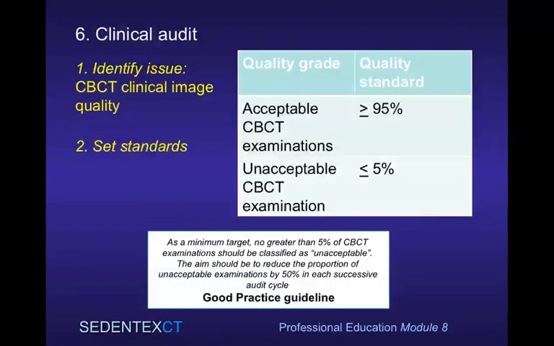Once we've identified the issue, in this case image quality, we need to set standards. The Sedentex CT project has set as a minimum target no greater than 5% of cone beam CT examinations as unacceptable, that is, examinations that do not satisfy the diagnostics for which they were taken. The aim of this should be to reduce the proportion of unacceptable examinations by 50% in each successive audit cycle.